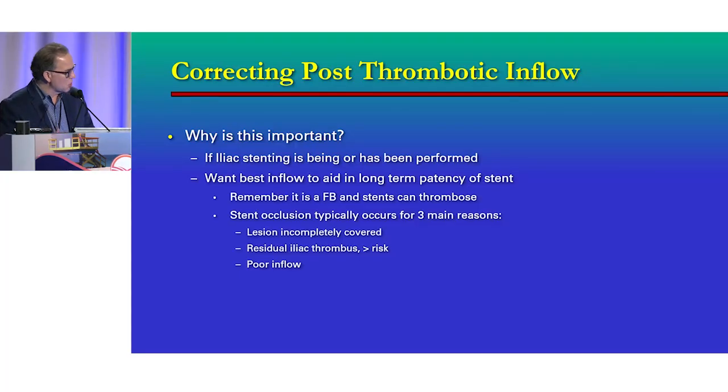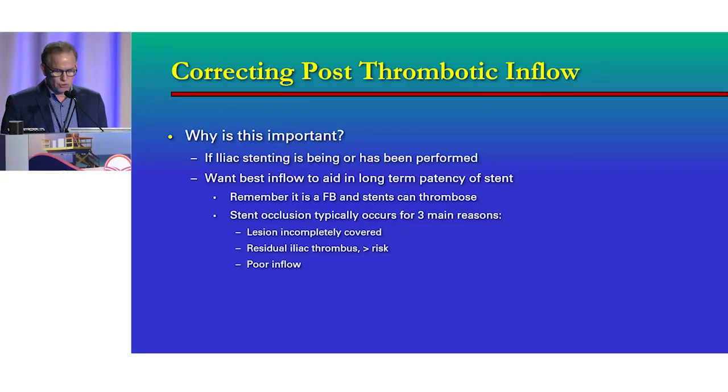Since we've been talking about iliac stenting, I've focused on the purpose of this for that stenting procedure and for outcomes. If iliac stenting is going to be planned, you really want the best inflow to aid in the long-term patency of the stent. As I mentioned, good inflow, good outflow. Stent occlusions typically occur for three main reasons. One, the lesion hasn't been completely covered. Two, there is residual thrombus in that post-thrombotic iliac, and as you saw by the data, post-thrombotic stents occlude more commonly than non-thrombotic May-Thurner lesions. And then you also have the poor inflow.